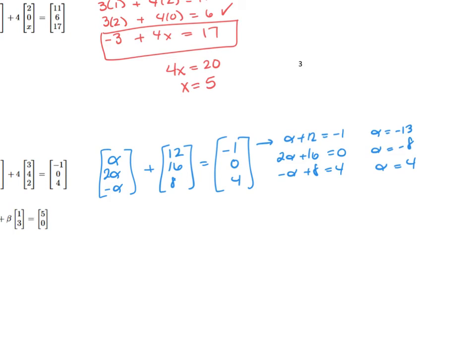So if we take a look at this, it should be the same alpha. Is any of these going to work? And the answer is no, because if I try to put in 4, so 4 plus 12 does not give me negative 1. 2 times 4, which is 8, plus 16 does not give me 0. Negative 4 plus 8, oh, well, it works for the last one. The thing is that it has to be the same alpha. So there is no alpha that is going to satisfy that vector addition.